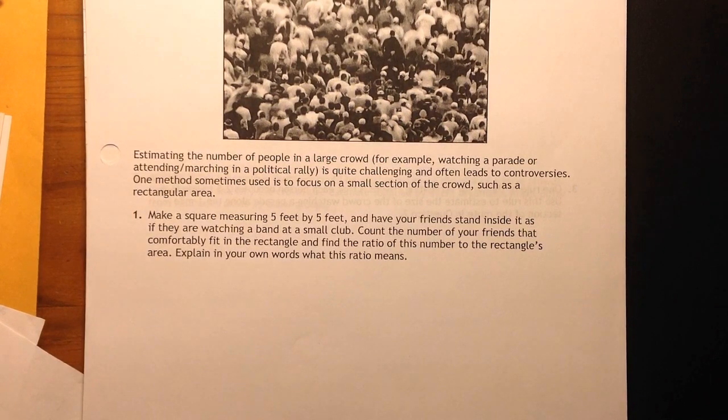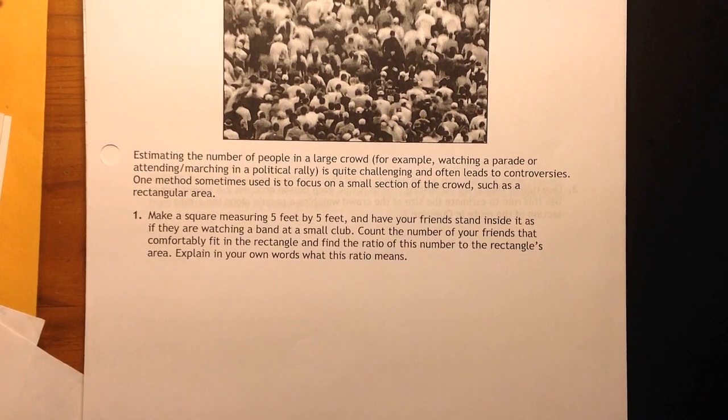Number 1 here says make a square measuring 5 feet by 5 feet and have your friends stand inside it as if they are watching a band at a small club. Count the number of your friends that comfortably fit in the rectangle and find the ratio of this number to the rectangle's area. Explain in your own words what this ratio means.